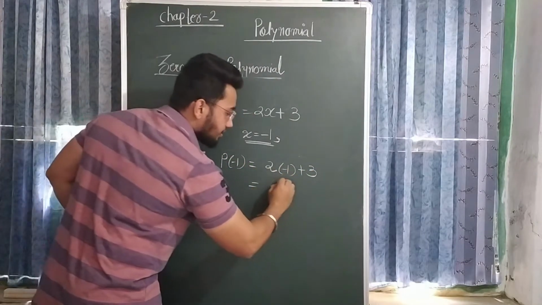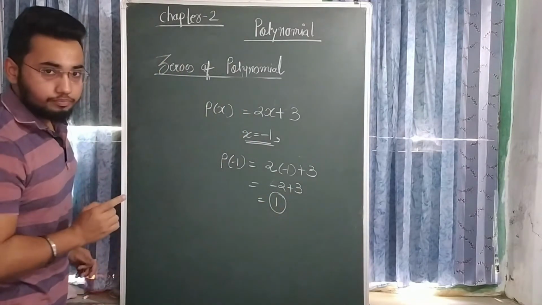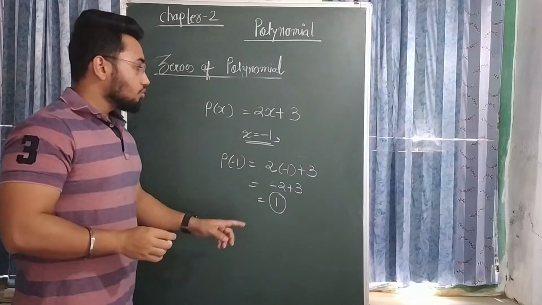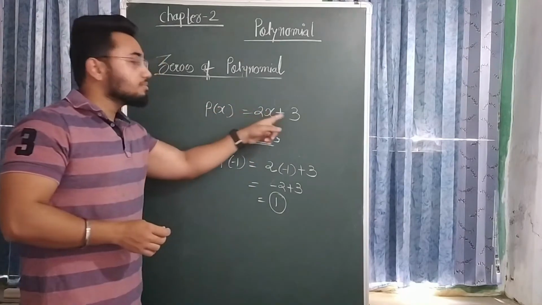2 times minus 1 is minus 2, plus 3, and our answer is 1, not 0. Our answer is 1, not 0. So this is not a zero of this equation. This is not a zero of this polynomial.